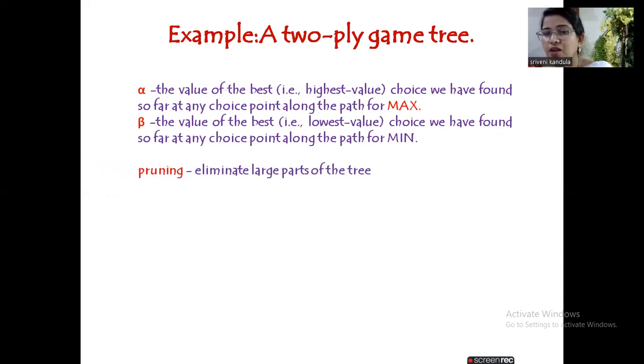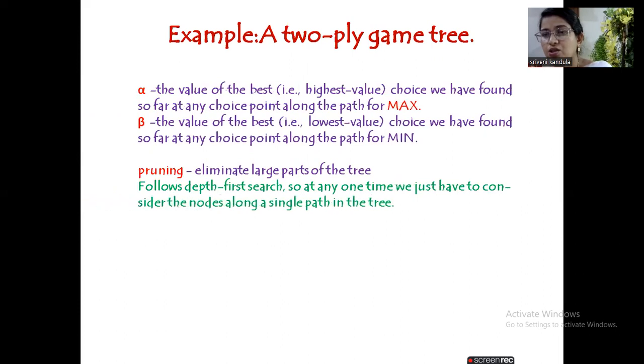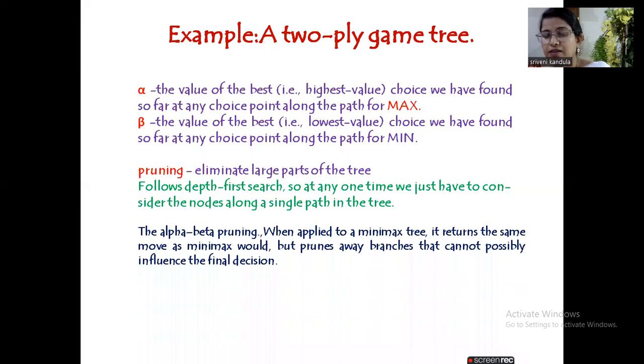And pruning is, we will try to eliminate some large parts of the tree. Here also this follows DFS only. So at any cost, we will be seeing only the nodes along a single path in the tree, so you need not worry about the other path. When we apply alpha beta pruning to a minimax tree, it returns the same move as minimax would. But it will prune away the branches that cannot possibly influence the final decision. I'll show you how we will prune.